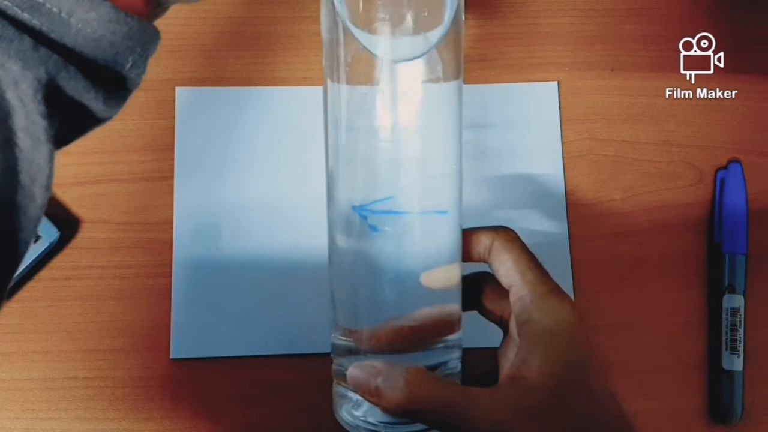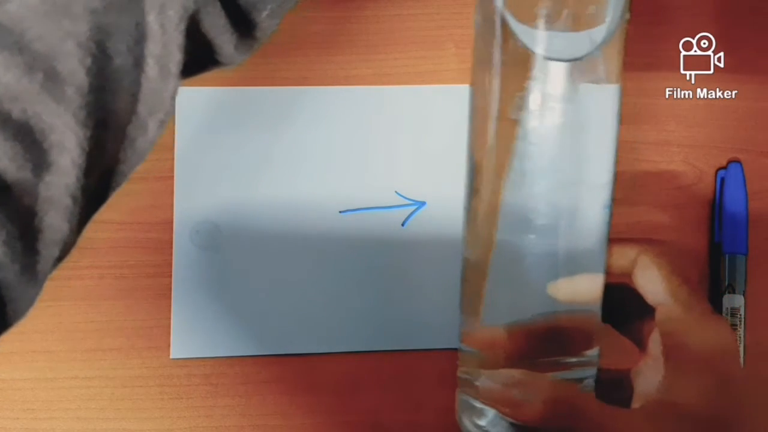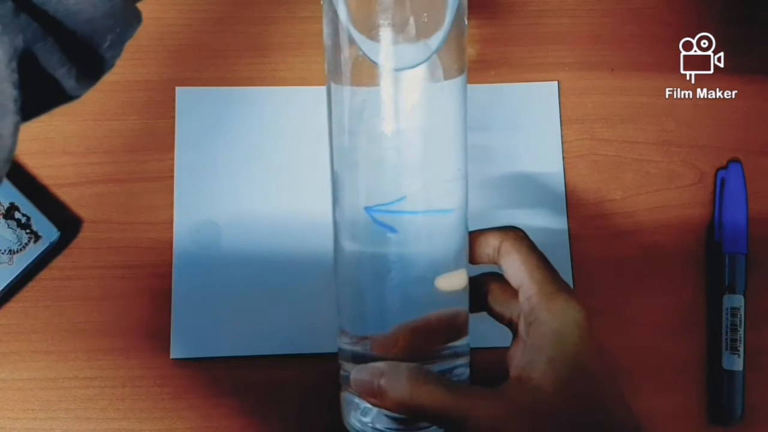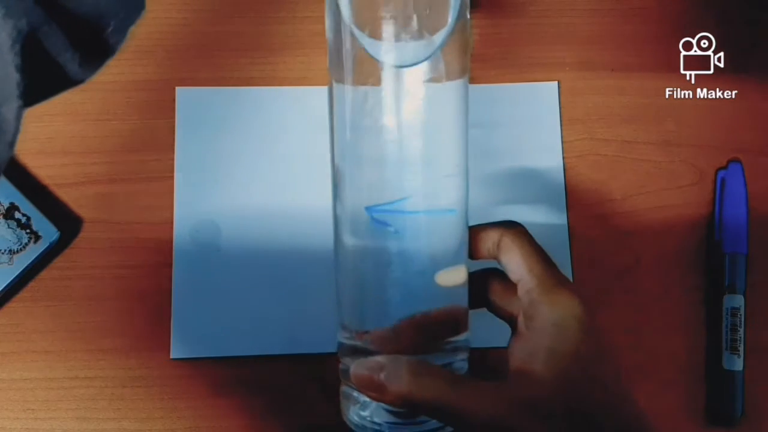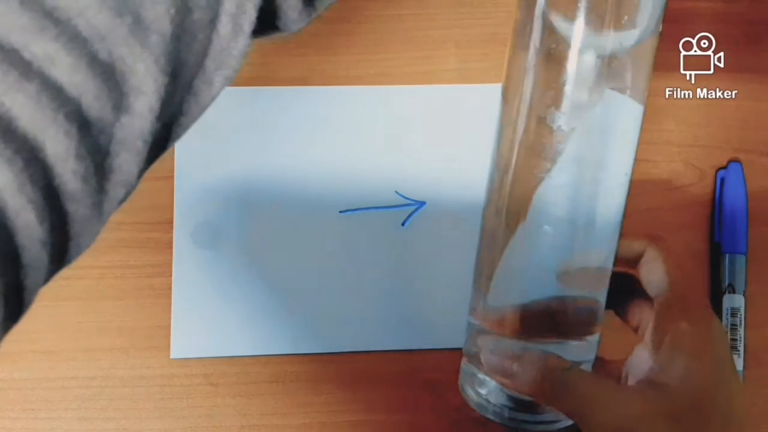The arrow is reversed. See? I drew the arrow to the right, but at the bottle, we can see the arrow switch to the left. Alright. So, what makes the arrow switch? Okay, let's see.